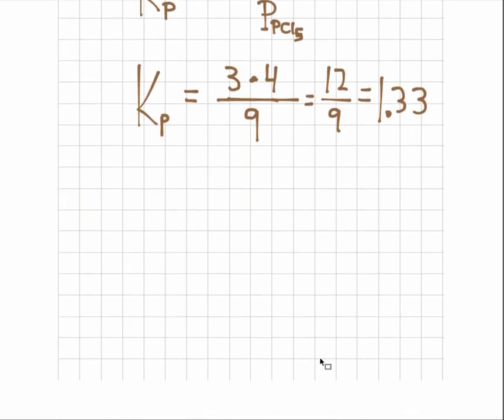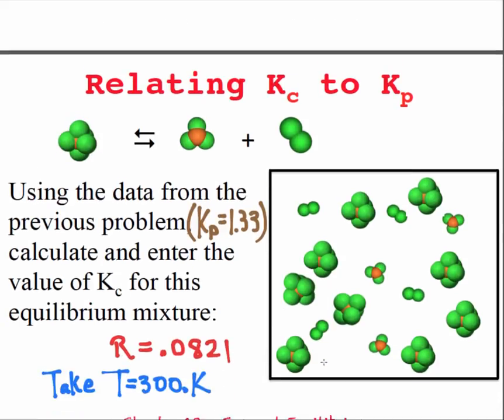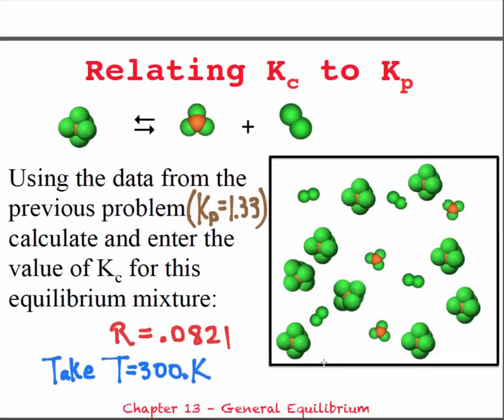Well, if Kp equals that, what's Kc equal to? Yeah, so Kp was 1.33. The gas constant is 0.0821 liter atmosphere per mole Kelvin, and the Kelvin temperature is 300 Kelvin. Assume that's a warmish room. Whoa, I didn't give the answer. Nice. That leaves it for you guys to figure out. What's Kc if I have Kp and I know this and I know this?